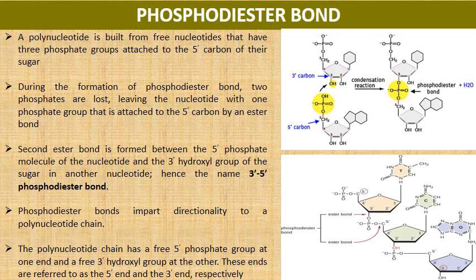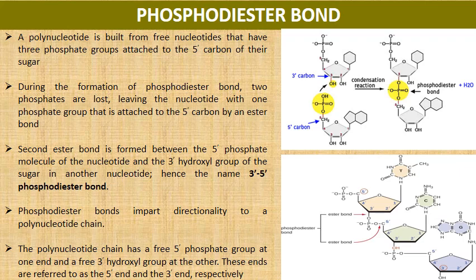The polynucleotide chain has a free 5' phosphate group at one end and a free 3' hydroxyl group at the other. These ends are referred to as the 5' end and 3' end respectively. The directionality of nucleic acids is essential for DNA replication and RNA synthesis.